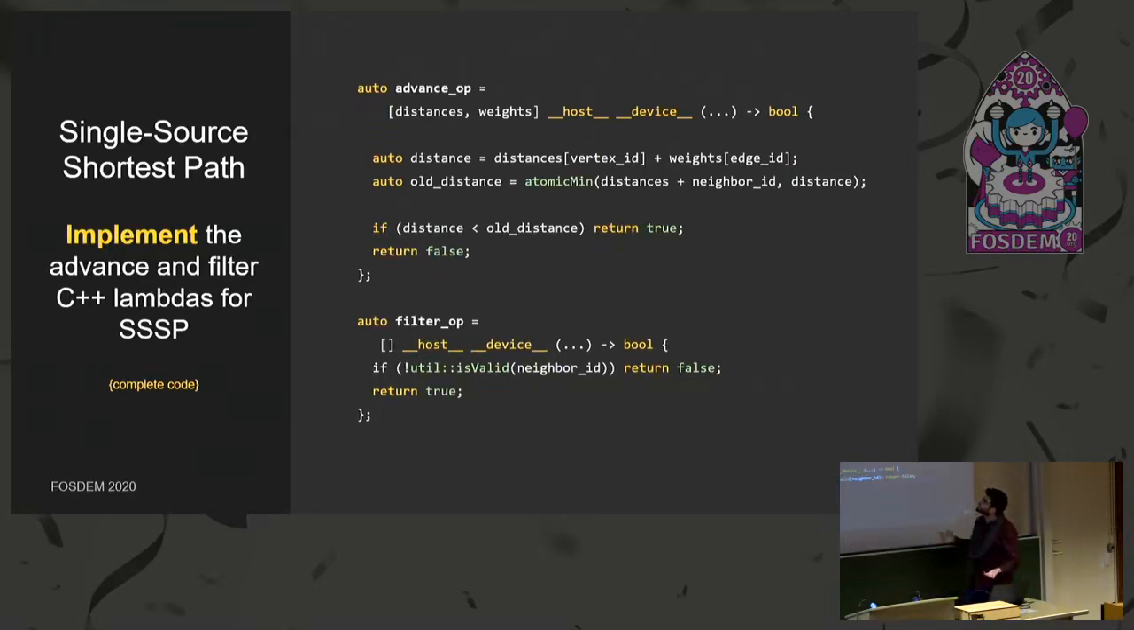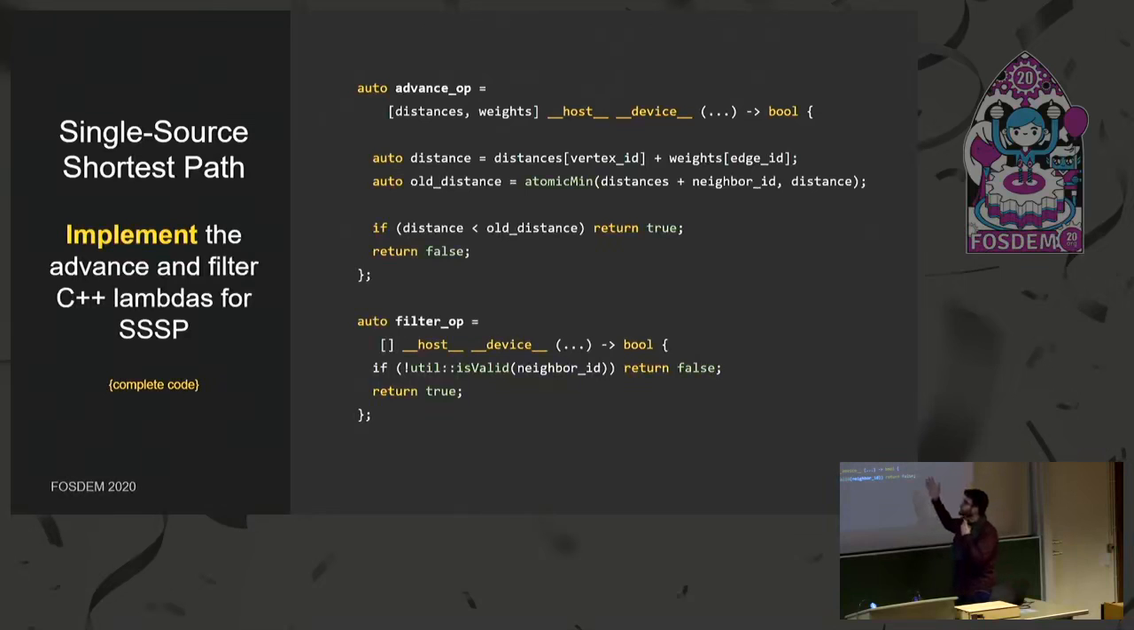So you take the distance of the source node, that's the first line. So auto distance equals distance of the vertex ID, the source that you're working on, plus the weight of the edge ID, so the weight on the edge going to a neighbor. And then you find the minimum between that and the existing distance, and if it is the minimum, the predecessor is set to the neighbor node, and you move on.